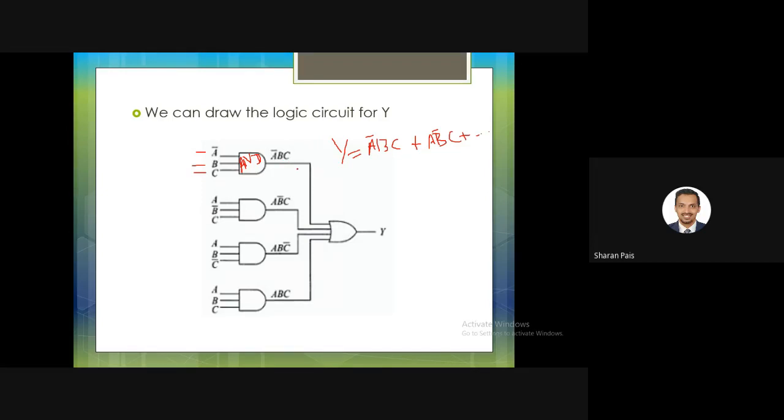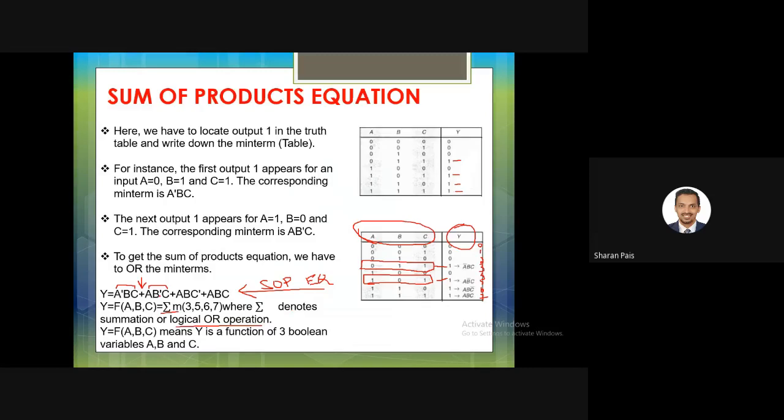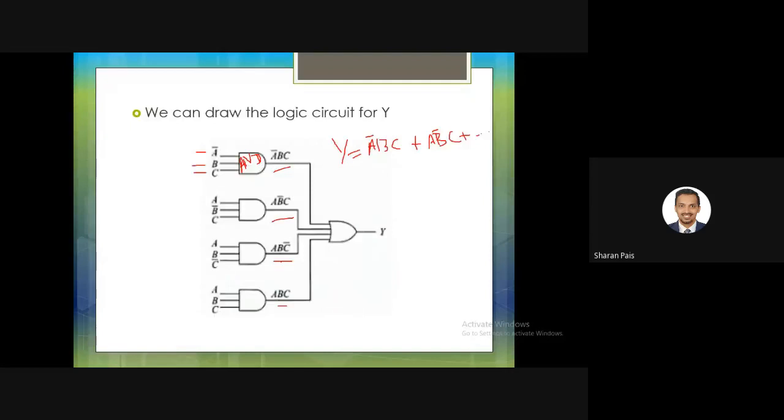This I'm doing OR between the other second one. So second is A B bar C. That I'm giving to an AND gate. This I'm giving next to OR. So all these values, four terms are there. You can see here in the equation there are four terms. So four AND gates I need, and one OR gate. So this is how we are writing the equation.